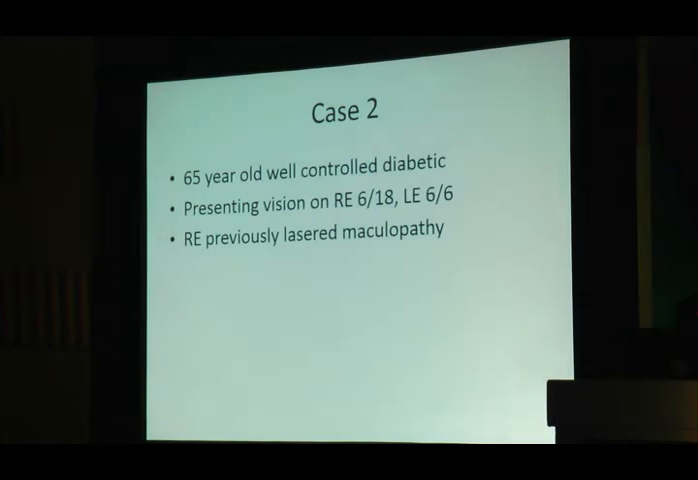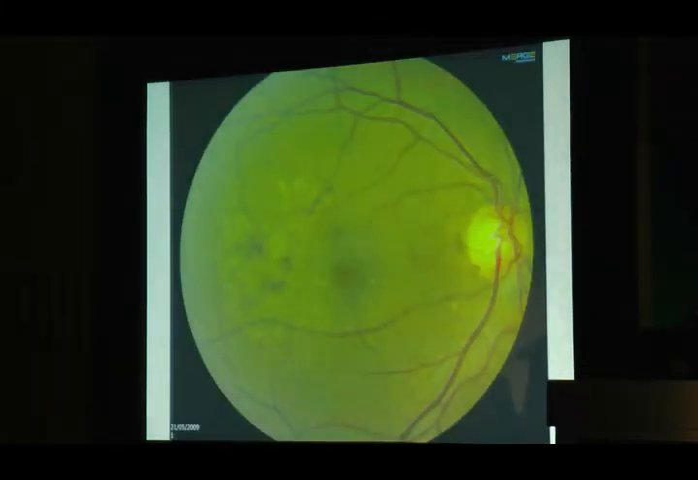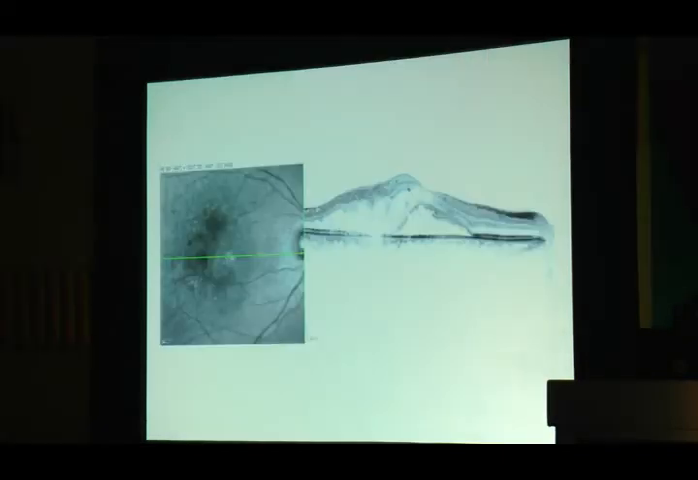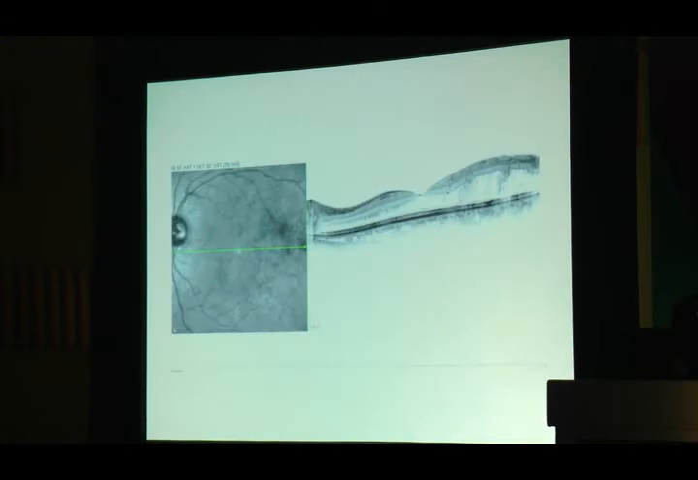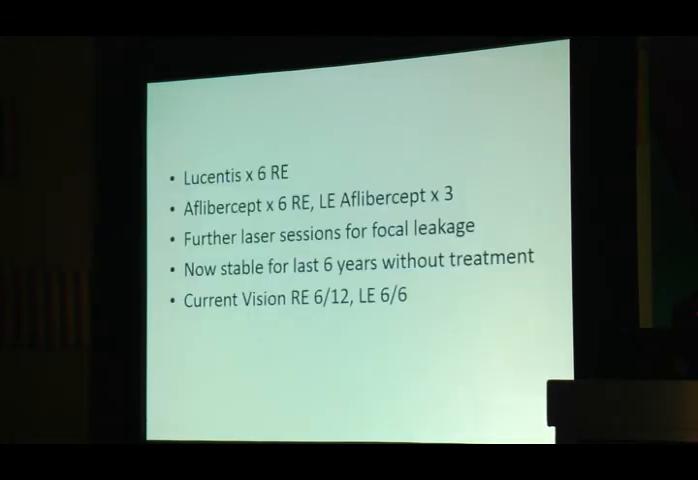There's another lady we had recently who had vision 6/18 in the right and 6/60 in the left, and had a bit of macular edema which was lasered in the past. The OCT showed a central involving macular edema, and the left eye started to swell up as well. She initially had 6 Lucentis, followed by moving on to aflibercept or Eylea, and a bit of laser for the focal treatment. Eventually she settled down with a vision of 6/12 and 6/6.